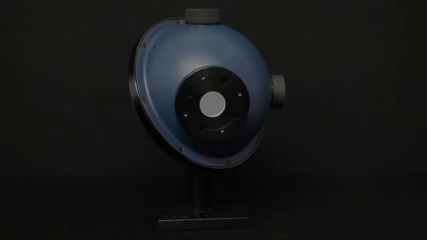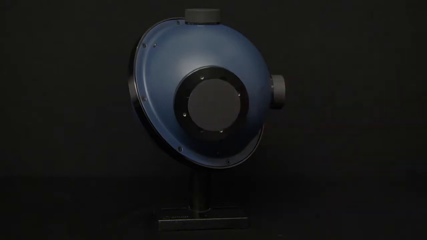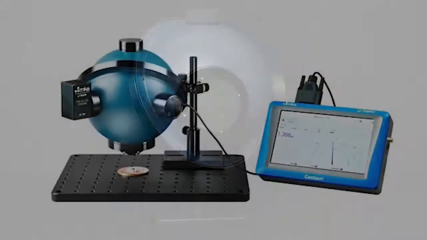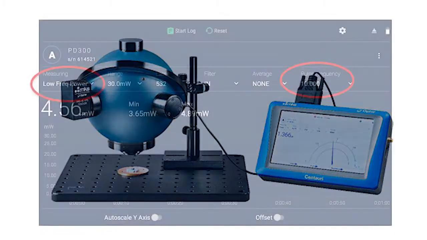For example, magnetically attachable apertures to eliminate unwanted reflections from the PCB on which the VCSEL is mounted. Additional ports enable sampling light from the sphere to other measurement instruments, such as fast photodetectors for pulse shape analysis, spectrometers, and so on.